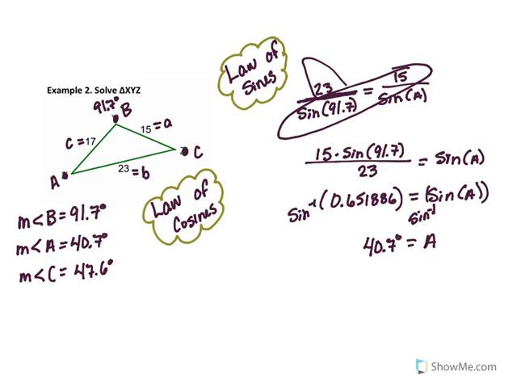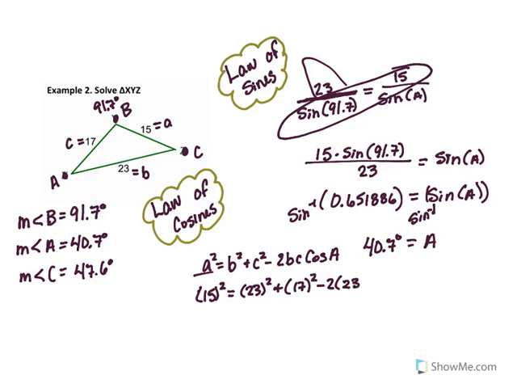So let's go ahead and do angle A. If we're going to do angle A, I need side A squared equals B squared plus C squared minus 2 times B times C times the cosine. My angle needs to be A because I'm using side A on this side. So let's plug it in. We've got 15 squared equals 23 squared plus 17 squared minus 2 times 23 times 17 times the cosine of A. We don't know A. That's what we're trying to find out. Let's go ahead and plug those in.